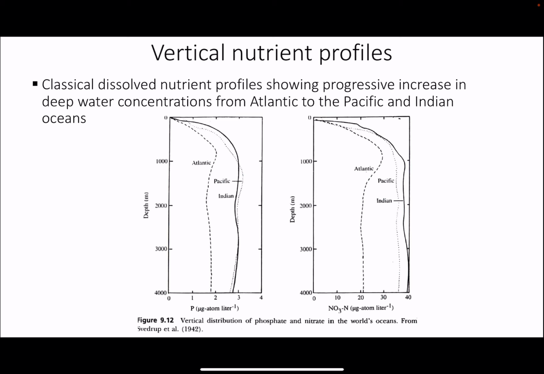So here again, this is another example of essentially the same thing, where these are very classic dissolved nutrient profiles showing that there's an increase in the deep water concentrations from the Atlantic to the Pacific and the Indian. And here you can see again, you've got depth on the y-axis, and this is showing phosphorus on the left. This is the first time we're looking at phosphorus here. But essentially the profiles look identical to the nitrogen profiles, not in the numbers. You can see the concentration of phosphorus is much lower, but the shape that they have over the course of the water column is essentially the same. And so you would say that phosphorus also has a nutrient-like profile.